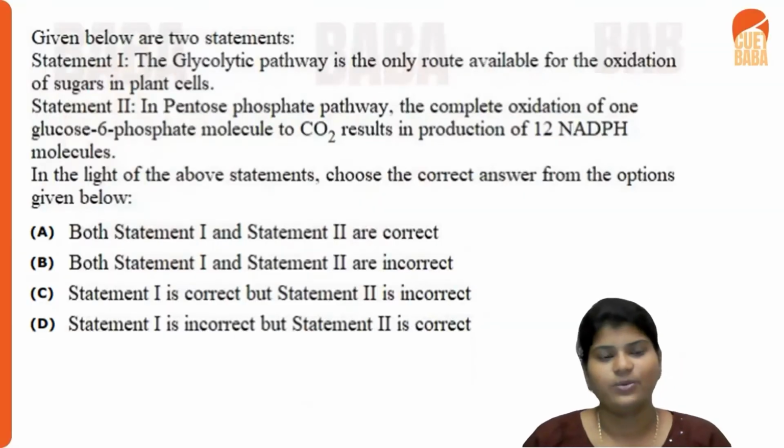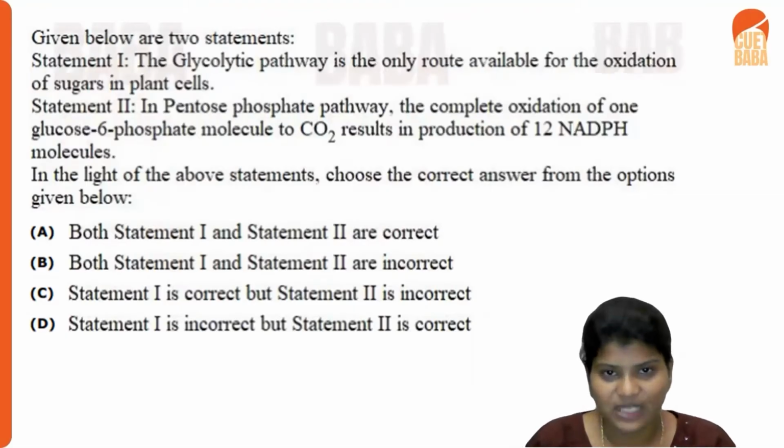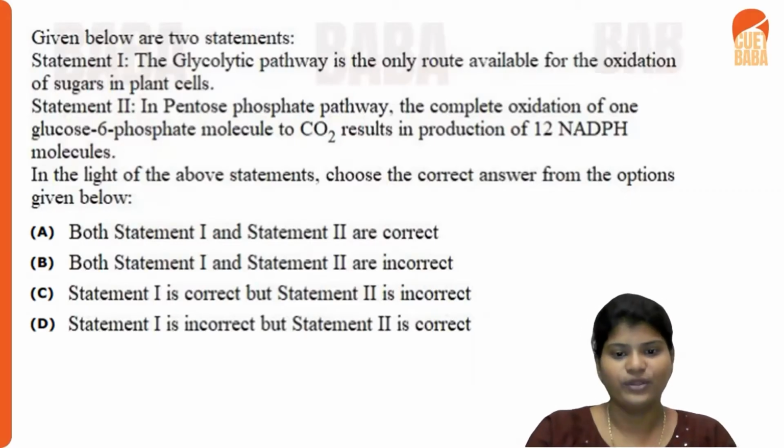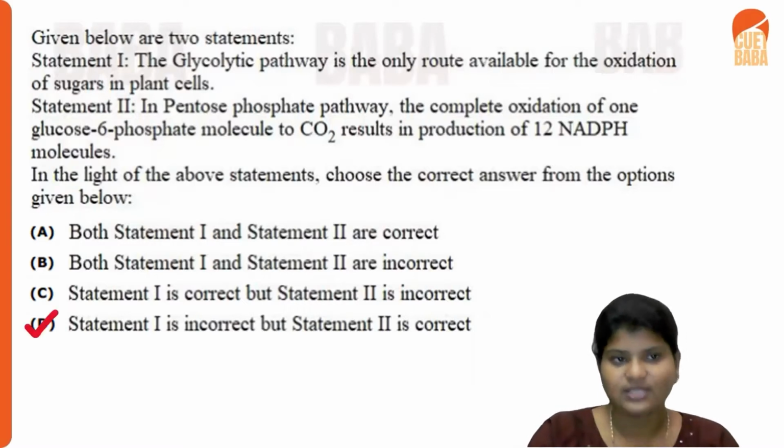And the next one. Statement 1: the glycolytic pathway is the only route available for the oxidation of sugar in plant cells. And statement 2: in the pentose pathway, the complete oxidation of one glucose 6-phosphate molecule to CO2 results in the production of 12 NADPH molecules. So we need to analyze the two statements and identify it.